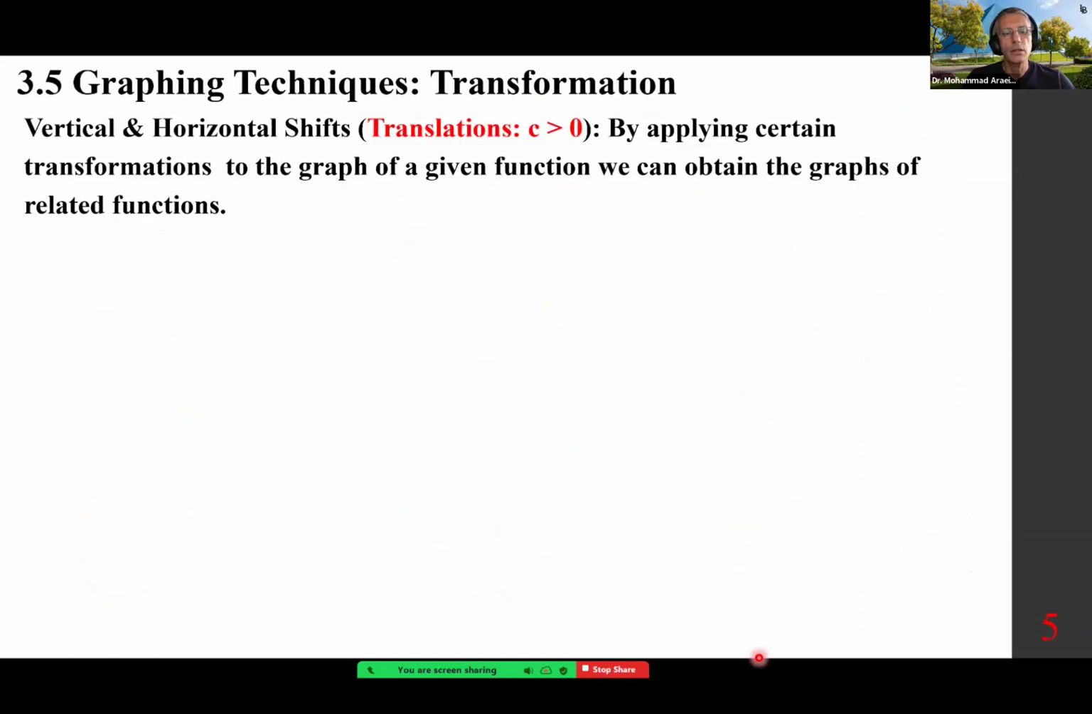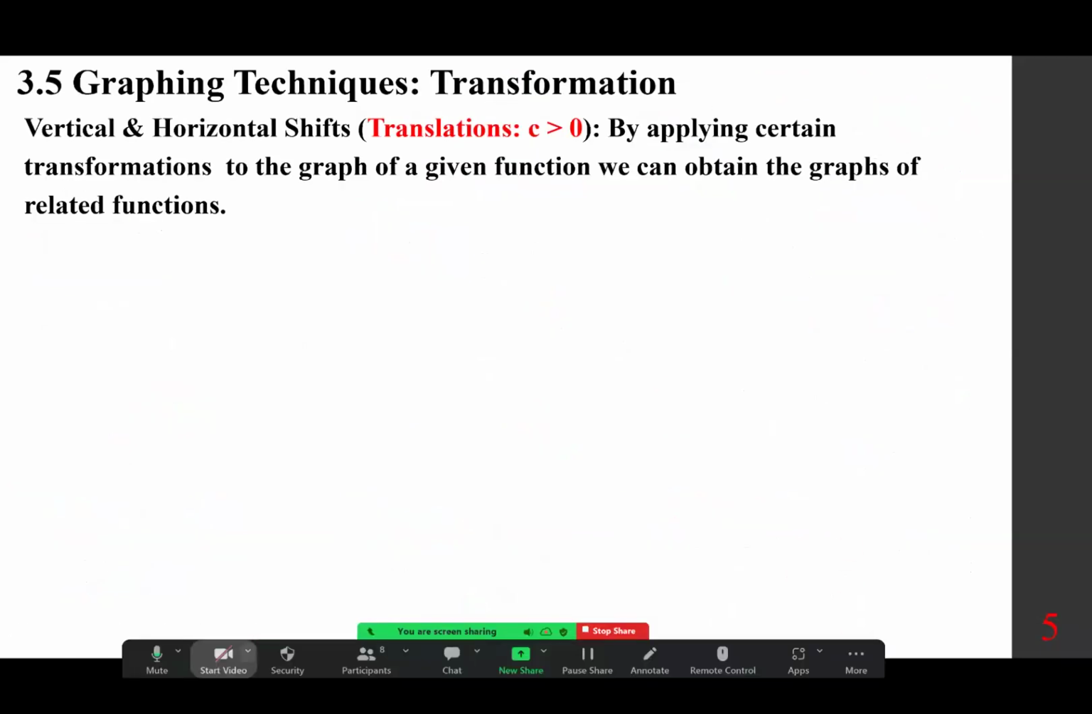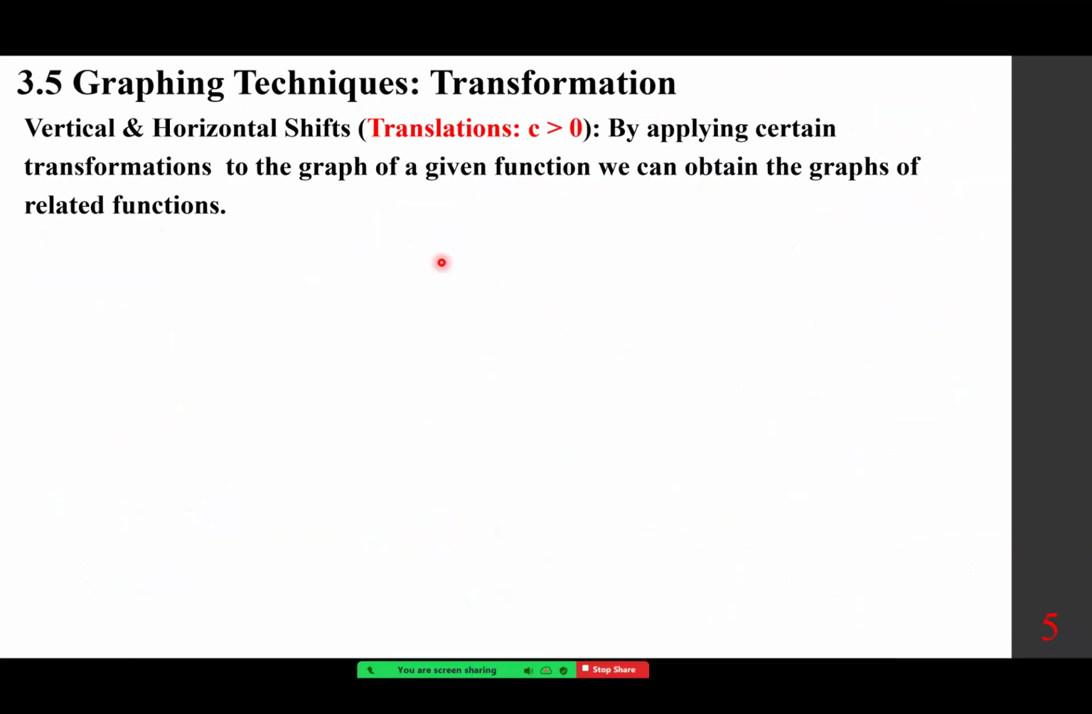And now let's look at the new stuff, everybody. Vertical and horizontal shifts. Okay, translations. We are assuming c is a positive value. By applying certain transformations to the graph of a given function, we can obtain the graph of a related function. Okay, so let's see what happens here.